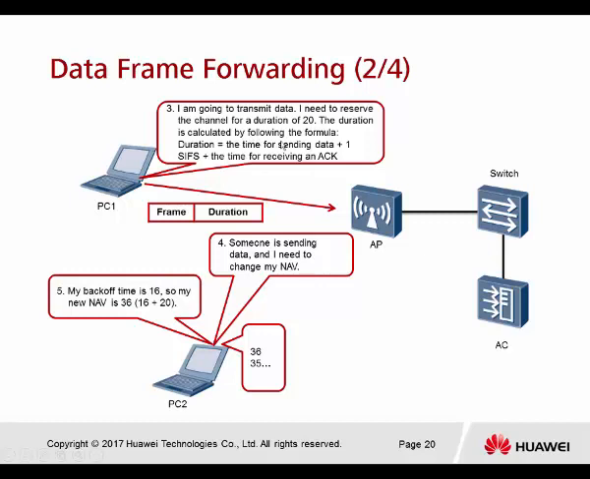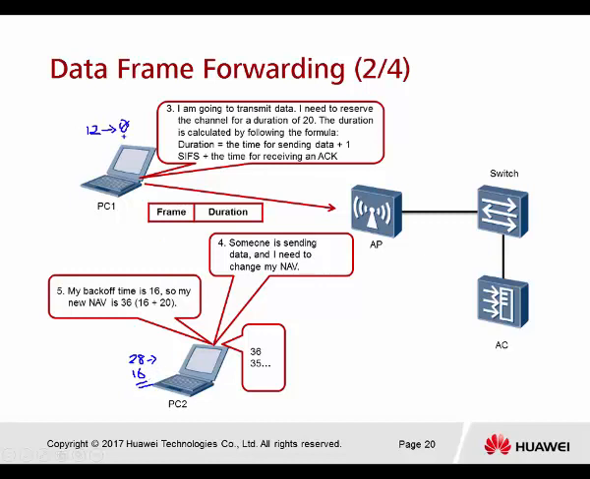The calculation formula looks like this: the time for sending the data, plus one SIFS, and the time for receiving the acknowledge. The previous timer for PC 1 should be 12 for the back-off window, and this one is 28. After 12 seconds, I assume, it becomes 0, and this one becomes 16. Now I have to wait 16 seconds until my turn.